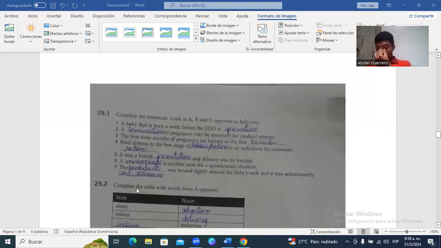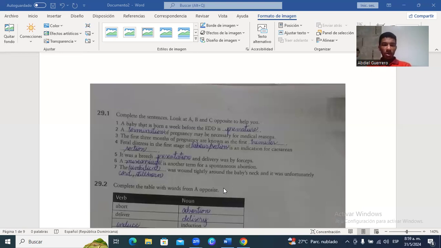Okay, we continue with the next unit, unit number 29, pregnancy and childbirth. Complete the sentences. Look at A, B, and C opposite to help you.